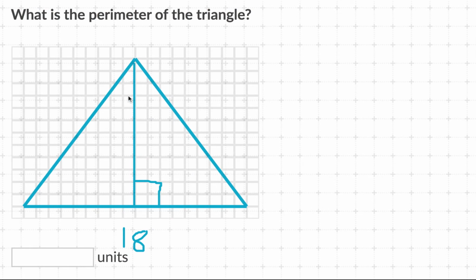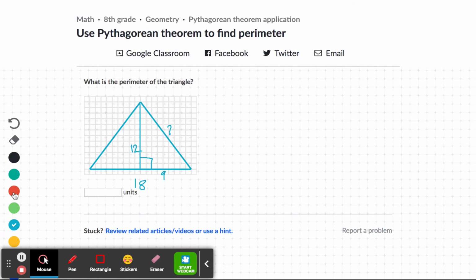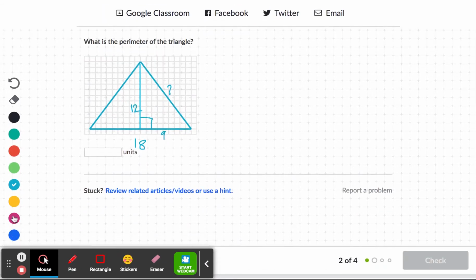1, 2, 3, 4, 5, 6, 7, 8, 9, 10, 11. I've got 12 down the middle here. And I've now turned it into two right triangles, each that has a base of 9. And I've got a missing side here. And look, I've got a right triangle. I know two sides. I can now find the exact length of this side, right? So that's what turning it into two right triangles does for me. That's why I'm doing that.